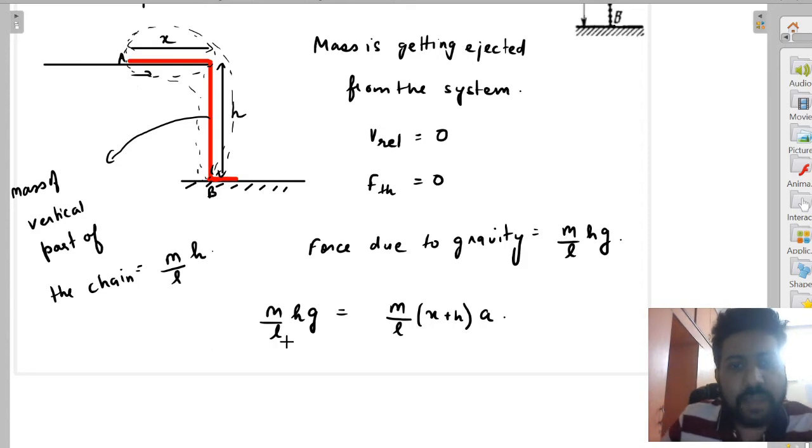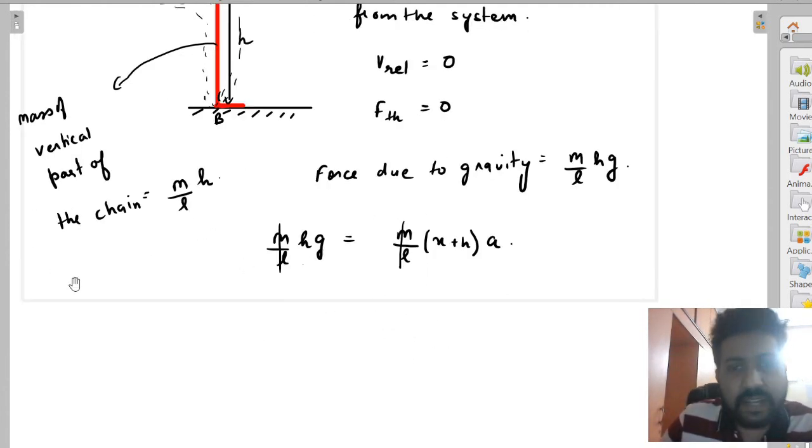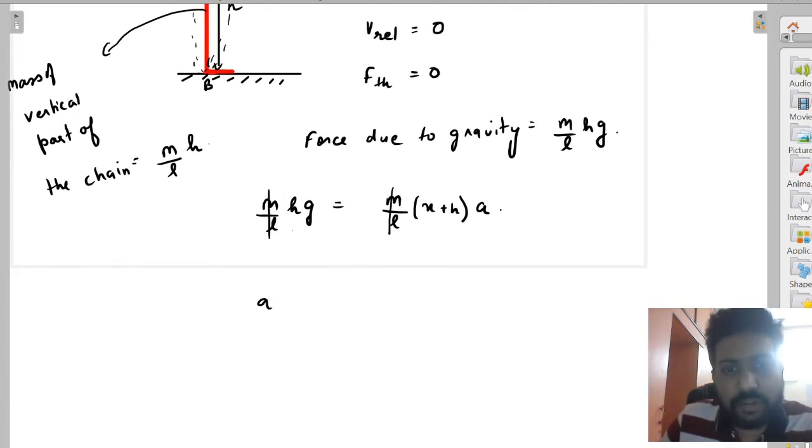Okay, so (m/L) into h into g, this is the net force, there is only gravitational force here, there is no friction, is equal to (m/L) multiplied by the total mass, which is (m/L) multiplied by (x + h), into a. So this net force is equal to mass into acceleration. When you cancel this, you will get a = gh/(x + h).